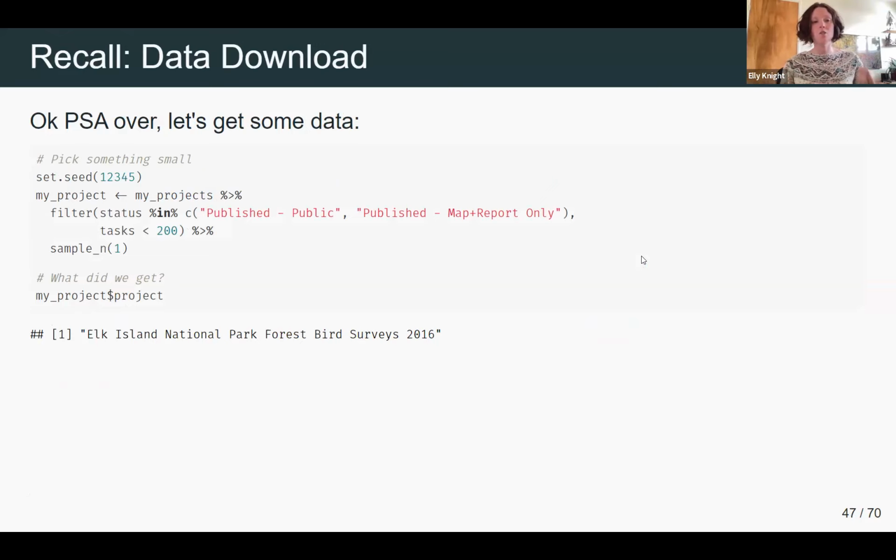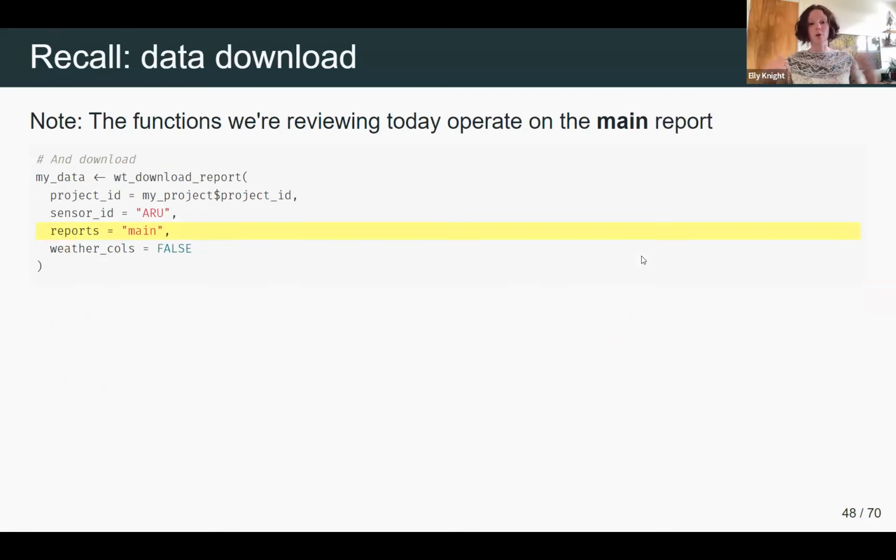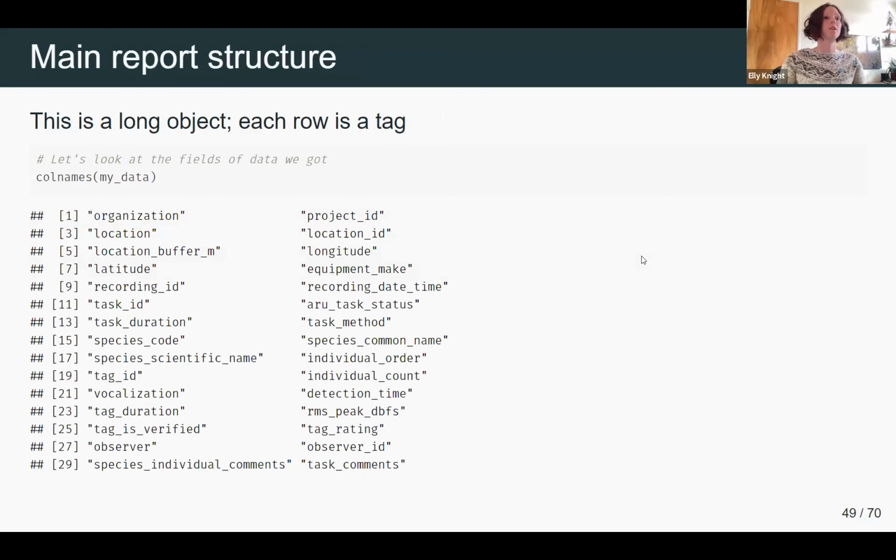We'll pick something small just to play with here. And what did we get? We got a public project from Elk Island National Park to play with. So we'll go and we'll download that with the download report function, and make sure you're specifying the main report here. All the functions that we're going to look at today operate on that main report. That's the one that Marcus talked about, that should provide pretty much all the basics you'll need as an analyst to do some basic or even some advanced analytics with your ARU data.